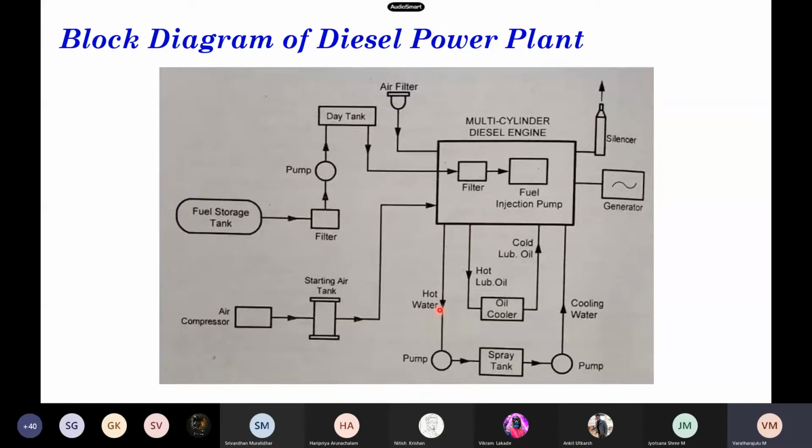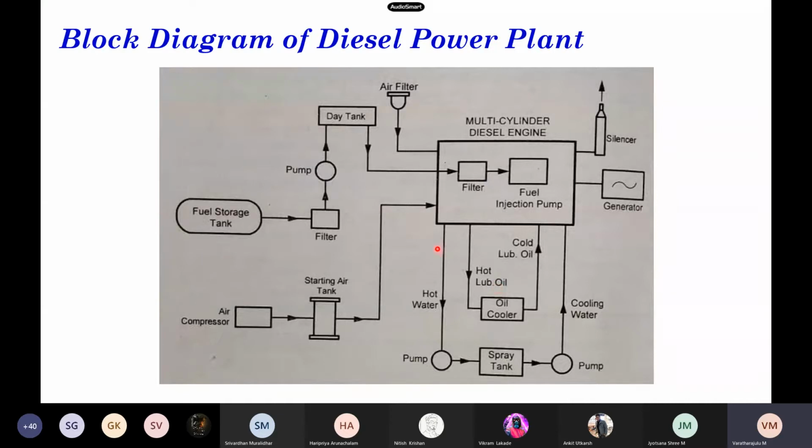We have the pump in order to increase the pressure. We are providing the pump, and the water is circulated. It removes the heat from the diesel engine. This is the fifth system, the engine cooling system. This is what you need to explain during your examinations.